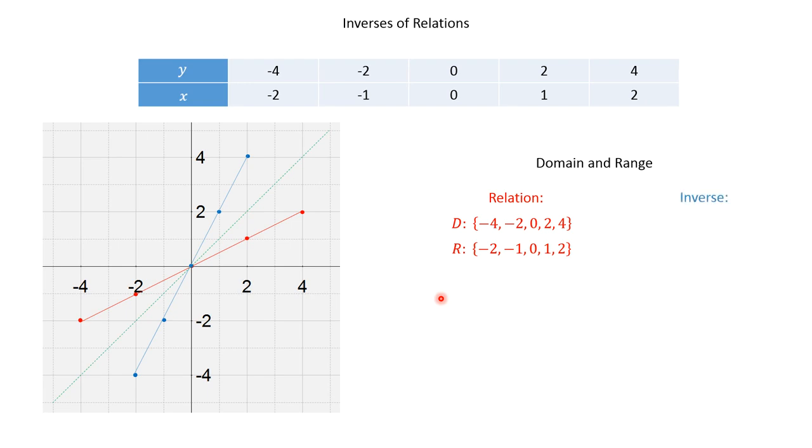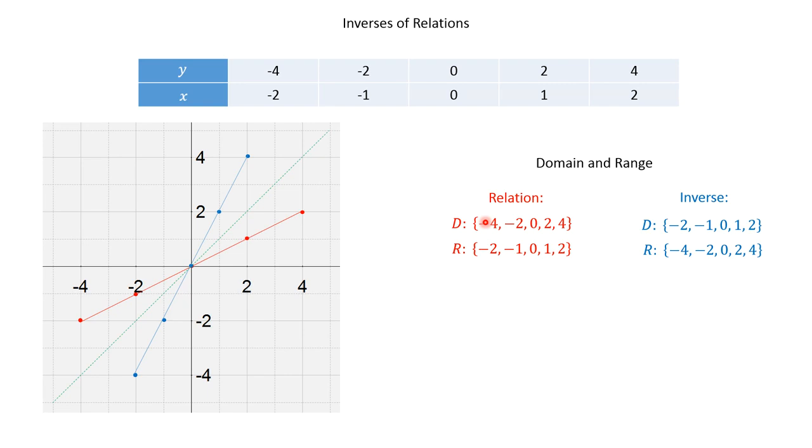Looking at the inverse, it switches the domain and range. The x and y switch, so the domain and range switch. So here, the domain was -4, -2, 0, 2, and 4. That will be the range of the inverse, because that's now what y can equal. And the range will become the domain of the inverse, because that is now what x can equal.